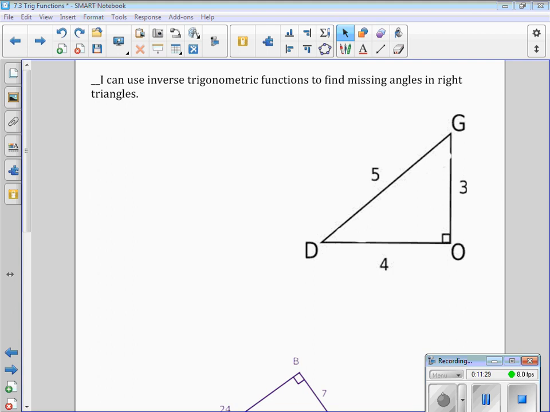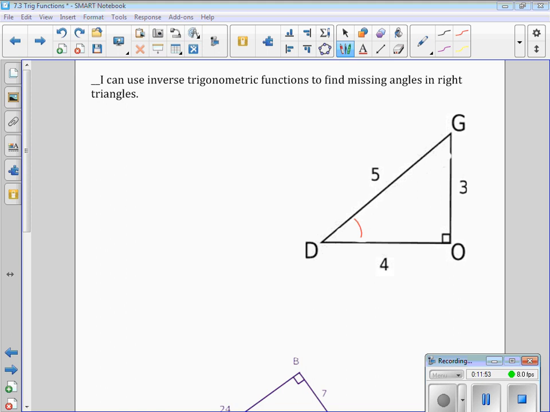Now the inverse trig functions are the path that you would take and the thing that you would use to find an angle measure. As you can see in this triangle here, I have 3 sides. I really only need to have 2 sides, but I have 3 sides, and I'm looking for the angles D and G. Certainly O is 90. So let's say we were looking for D. Then we decide which side we're going to use.